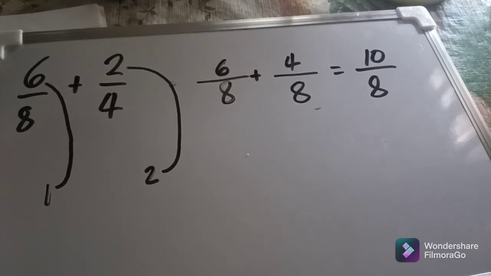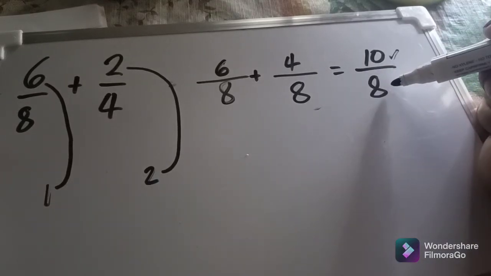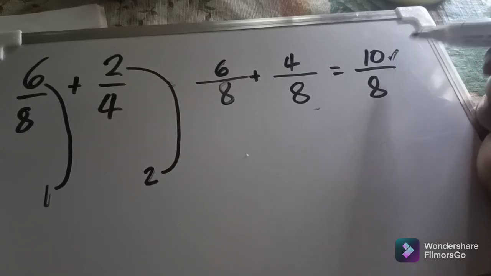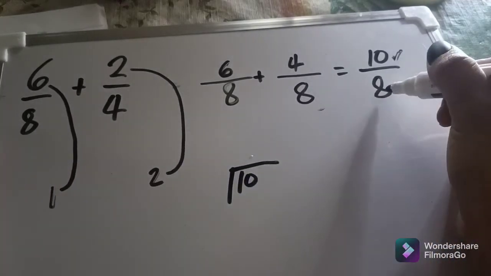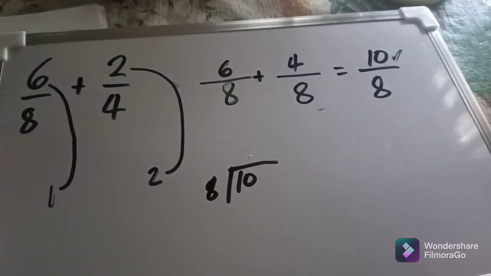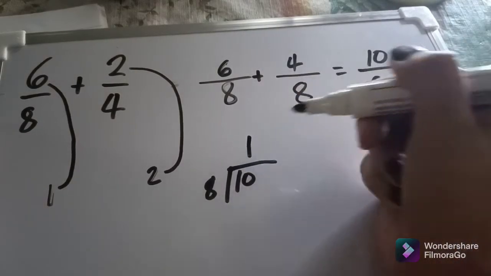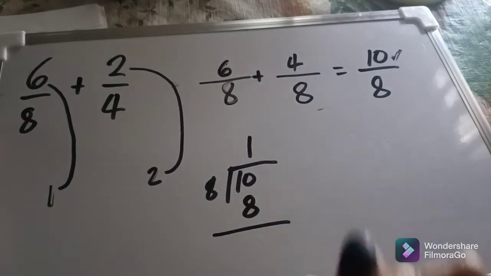Okay, getting the mixed numbers. What will we do if the numerator is higher than the denominator? Okay, this is called improper fraction. Okay, the numerator is higher than the denominator. We have to, what shall we do? Divide it. Okay, so we're gonna put 10 inside, 8 as the divider. Okay, and let's proceed to division. 10 divided by 8. How many 8s in 10? 1. Okay, so we got here 1. 1 times 8, 8. And then 10 minus 8, 2.